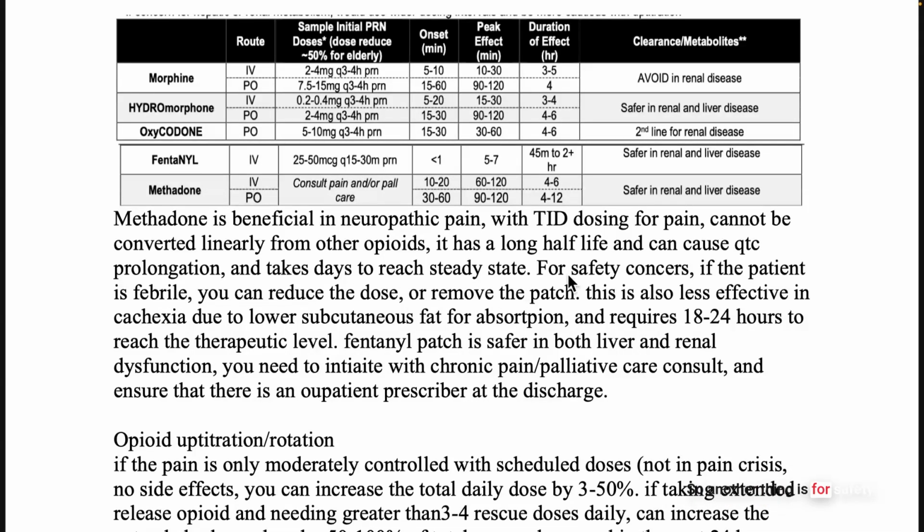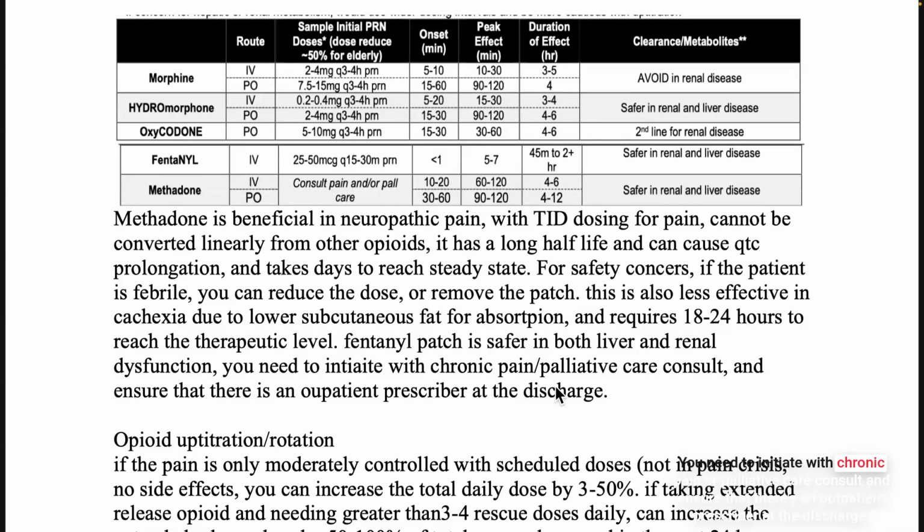Another thing is for safety, if the patient is having a fever, you can reduce the dose or remove the patch. This is also less effective in cachexia due to lower subcutaneous fat for absorption and requires 18 to 24 hours to reach the therapeutic level. A fentanyl patch is safer in both liver and renal dysfunction.